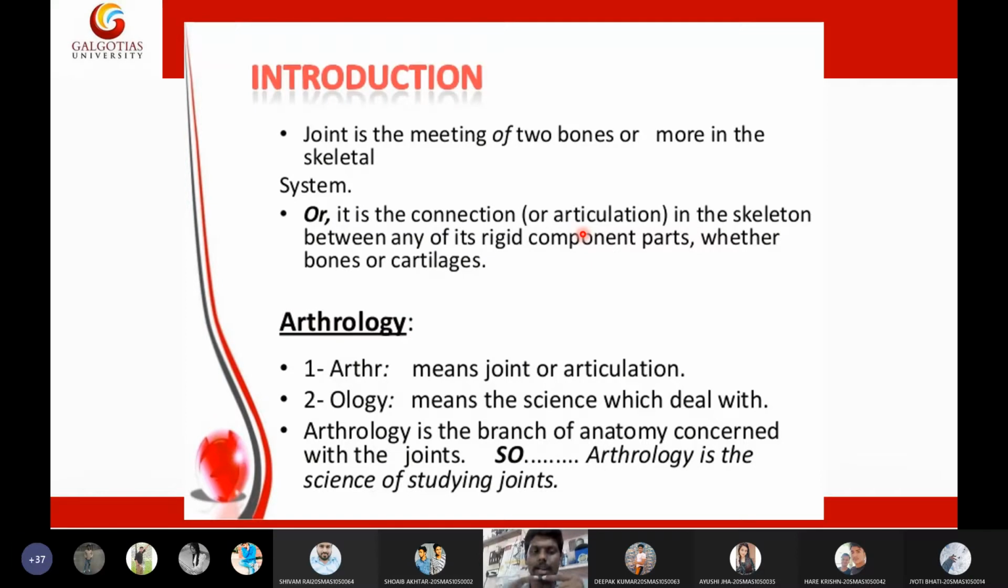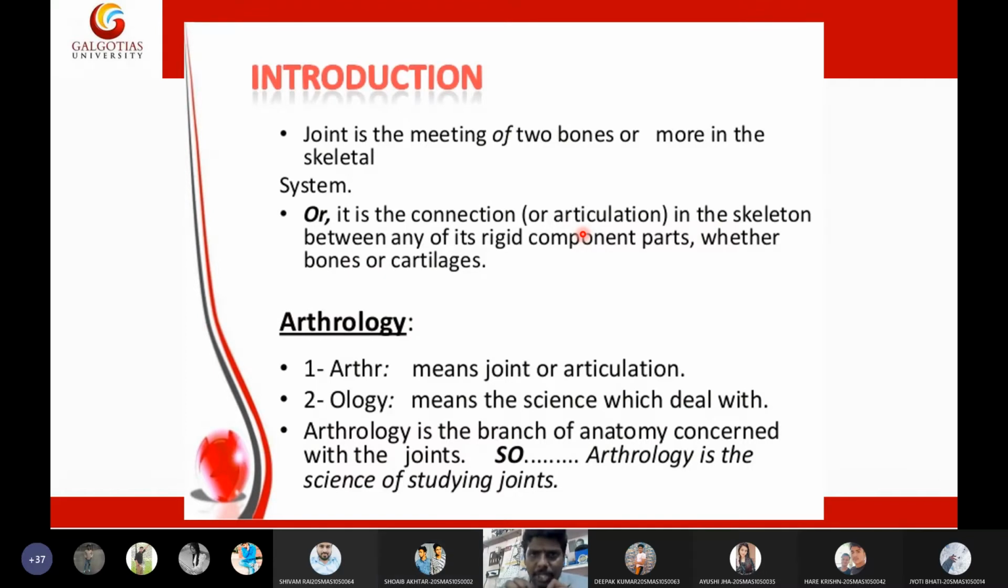If any two things are connected in the body, those connected surfaces are called articulated surfaces or areas, where there will be joints. This connection need not be between two bones. These connections can also be between two cartilaginous substances. Cartilage is also a specialized bone. So joints can be between two cartilages or between two hard bones.